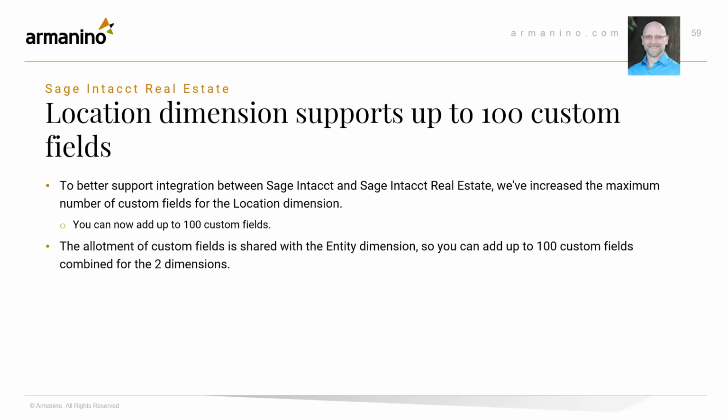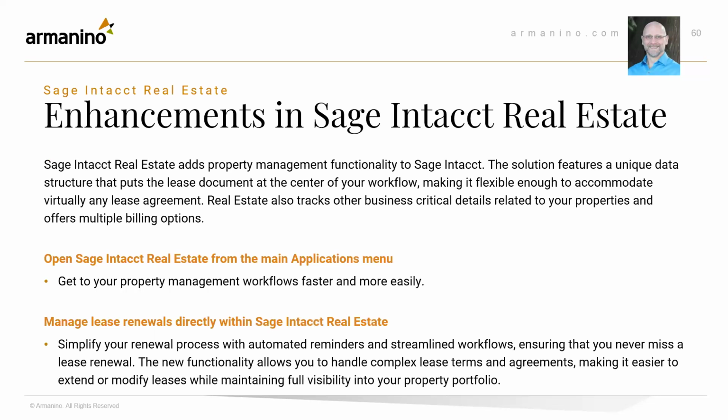And then the allotment of custom fields is shared with the entity dimensions. So you can add up to 100 custom fields combined for the two dimensions, being the location dimension as well as the entity dimension. Other enhancements: get to your property management workflows faster and more easily. So you can open Sage Intacct Real Estate from the main applications menu, so you don't have to go to a separate application.